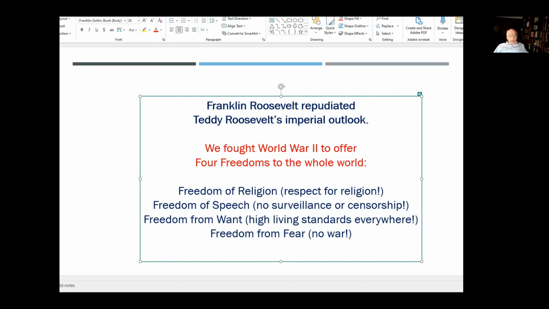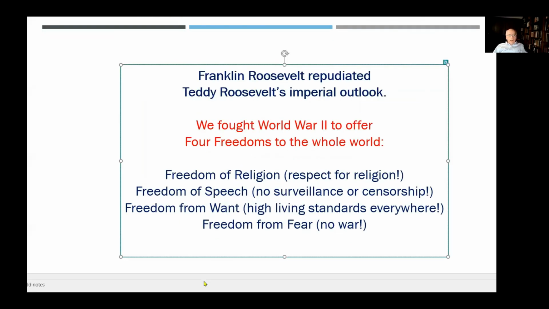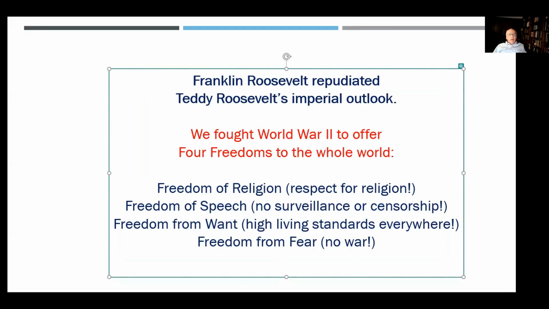So in 1940, before the US officially got in the war, Franklin Roosevelt put forward the idea of the four freedoms. And you see them down here at the bottom. Freedom of religion. Everybody in the world should have freedom of religion. If you go deeper into that, it starts with respect for religion itself. Our own religion, which many of us have lost, and other people's religion.